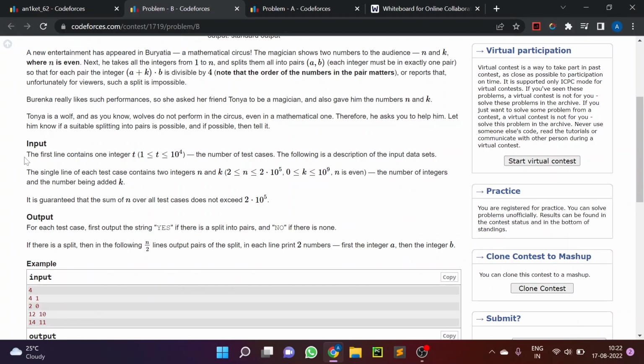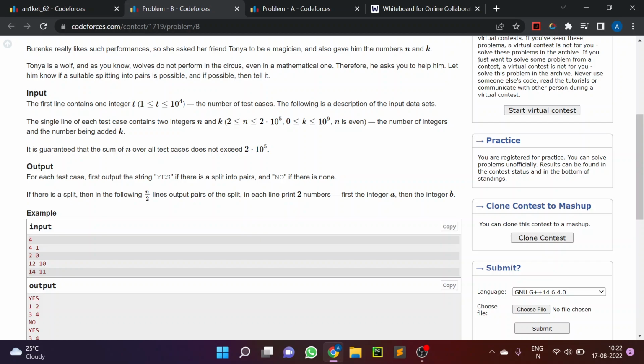And let's check the input. First is test cases and second is two integers n comma k, and we have to output yes or no. Yes if we can split into such pairs, and no if there is none.